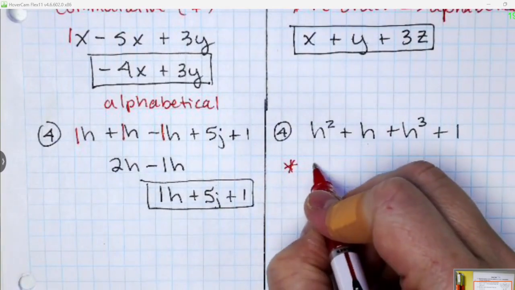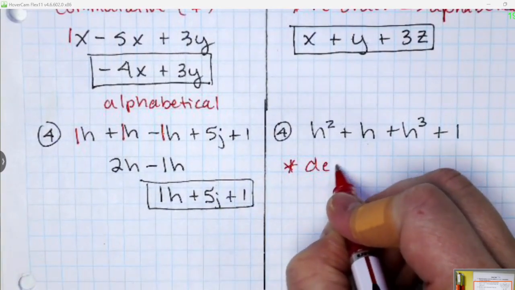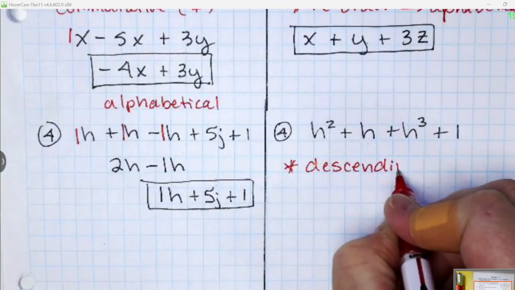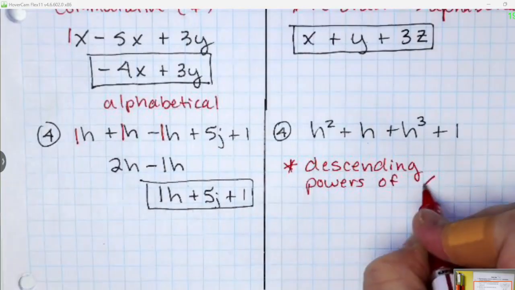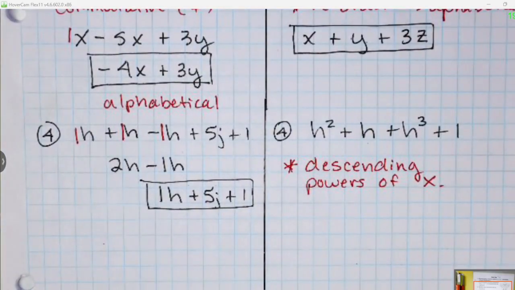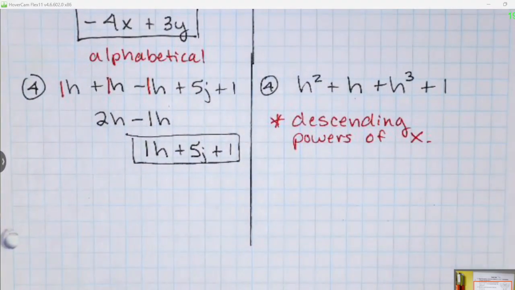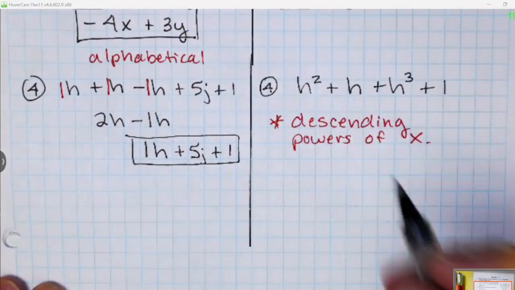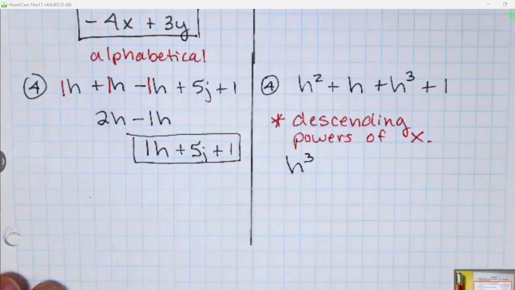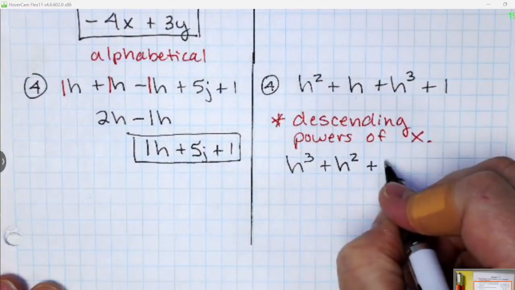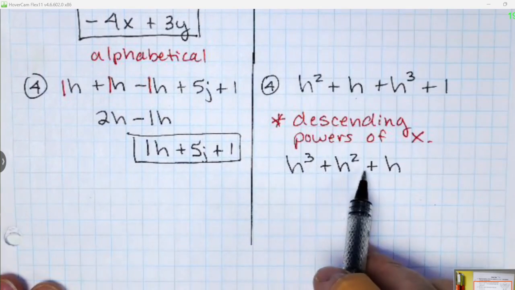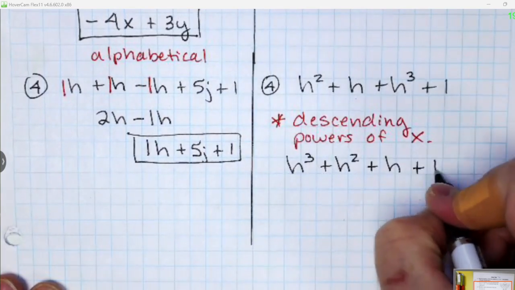So if you remember, when you order, it's alphabetical, but it's also descending powers of x. Descend means to go down, like you descend stairs. So descending powers, in this case of h, so you go high power descending to low power. So the h cubed goes first, then the plus h squared, then the h. So 3 h's, 2 h's, 1 h, and the little number is always last.